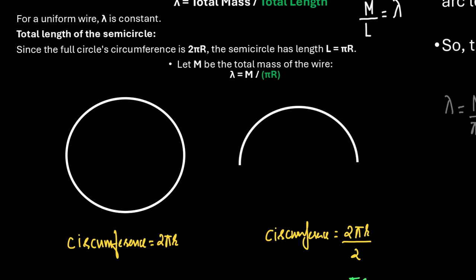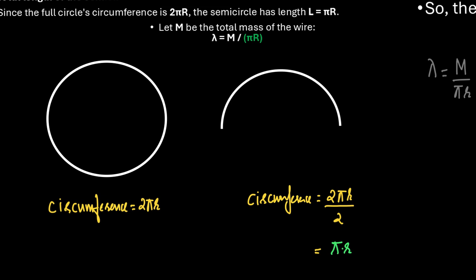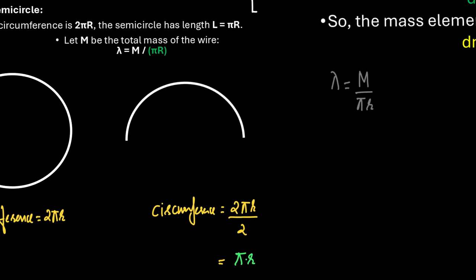Now, what is the length here? See, for a circular ring, circumference is 2 pi r. For a semicircular ring, the circumference would be half of it, which is 2 pi r by 2, which is pi r. And therefore, the mass density can be written as lambda is equal to M by pi r.